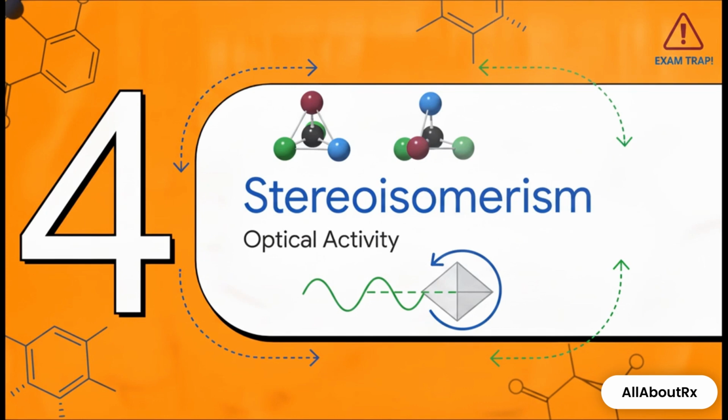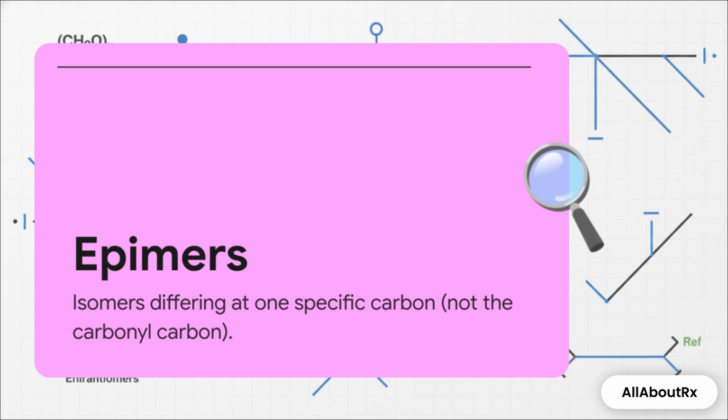Section 4, Stereoisomerism and Optical Activity. This is exactly where exams lay traps, so pay close attention. First up, we have epimers. By definition, epimers are two isomers that differ in configuration around one specific carbon atom, and crucially, this has to be a carbon other than the carbonyl carbon.